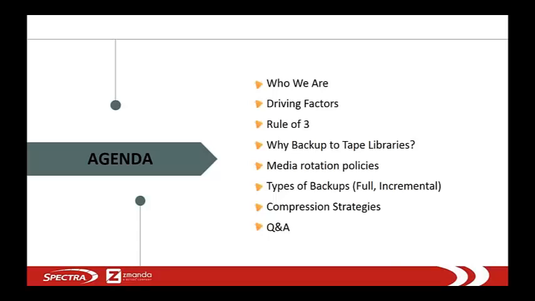So we're going to talk about the driving factors that drive backup decisions. Generally, it's cost versus capability. We're going to discuss the rule of three as far as data protection is concerned. And we're going to discuss why we're going to back up to tape libraries and why that still makes sense. Also talk about media rotation policies, balancing the amount of media with the amount of protection that's available. We'll also talk about types of backups, both full and incremental. And we're going to touch on compression strategies too, which seems to be something that a lot of folks are somewhat confused by. And we'll complete it with a question and answer period. Eric?